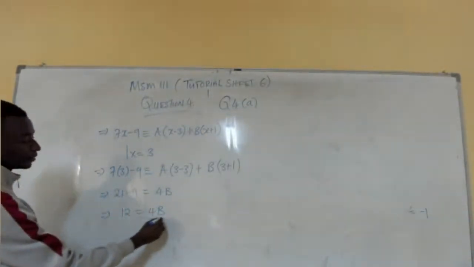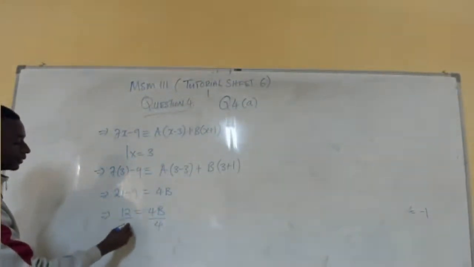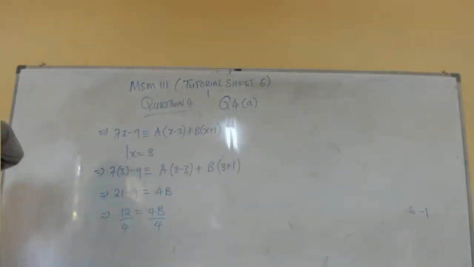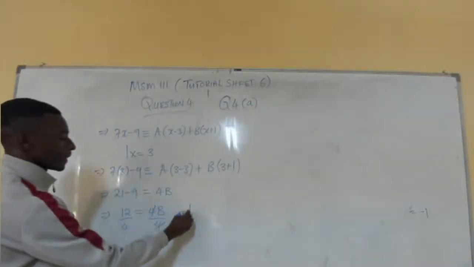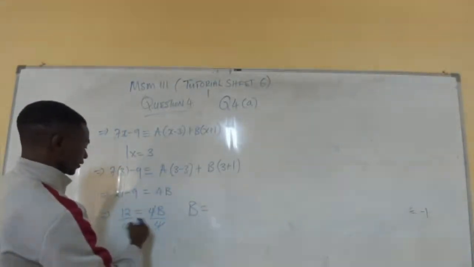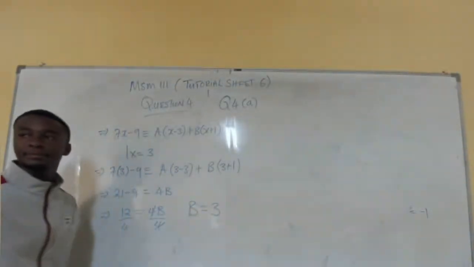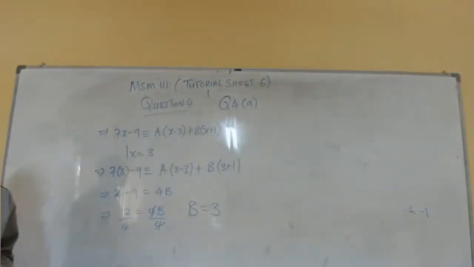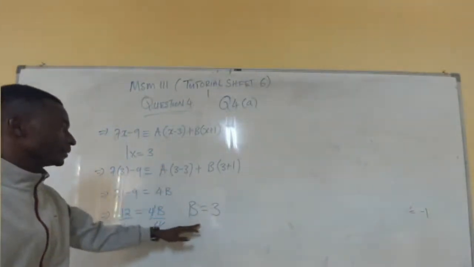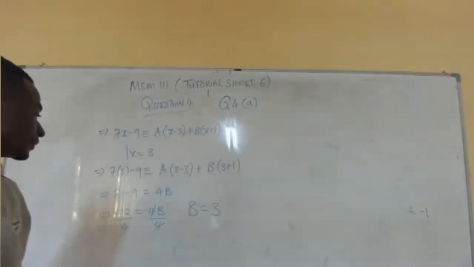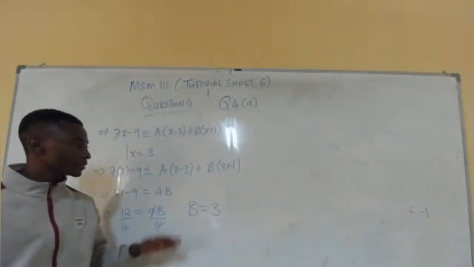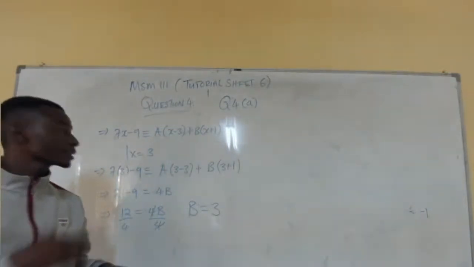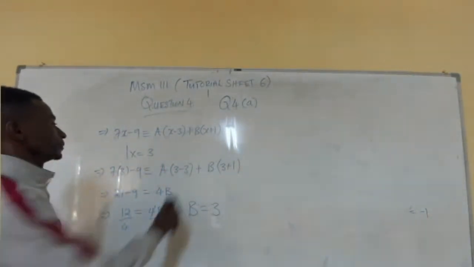So now you say over 4. So what's the value there? If you do that, meaning b is equal to 3. So that's the value of b. So now there we go. Since now we know the value of a and we know the value of b, let's now resolve the partial fraction.